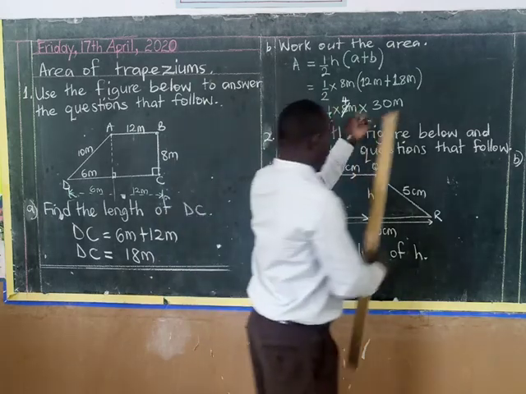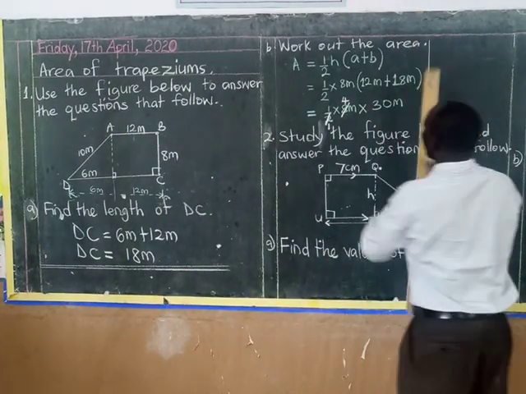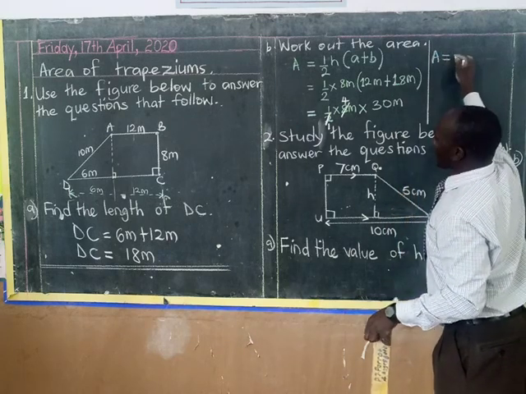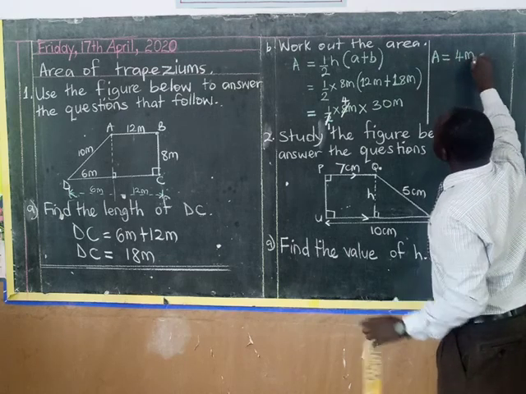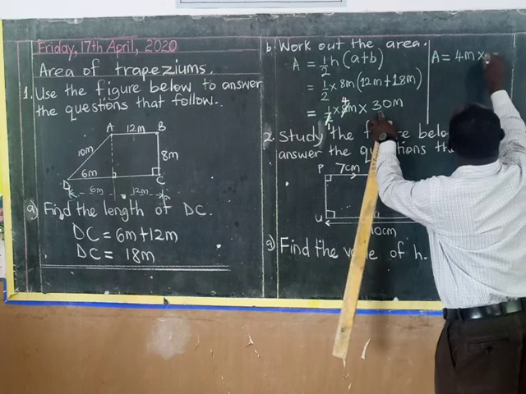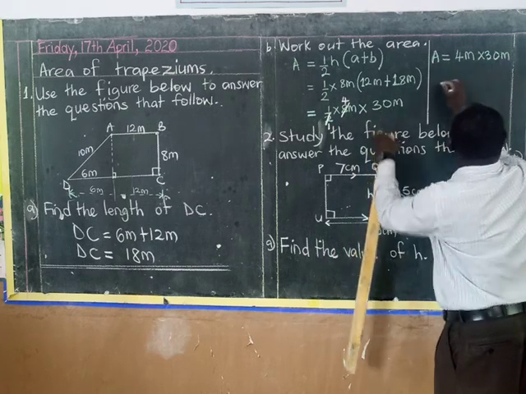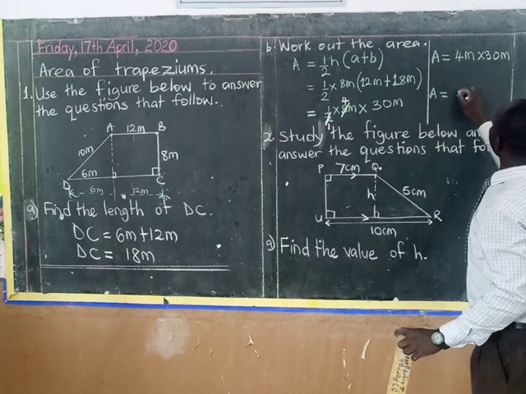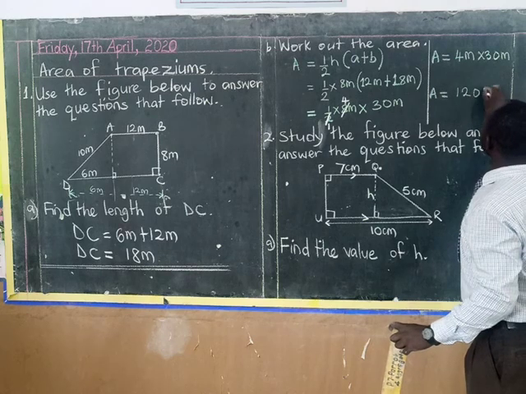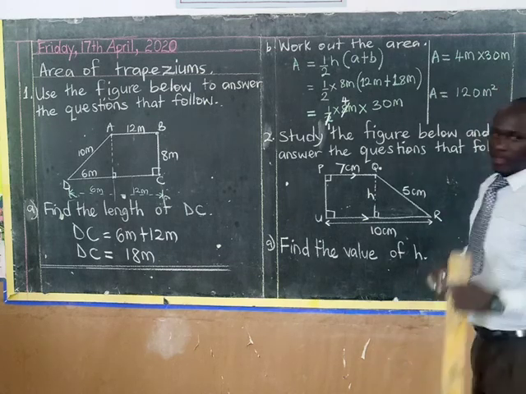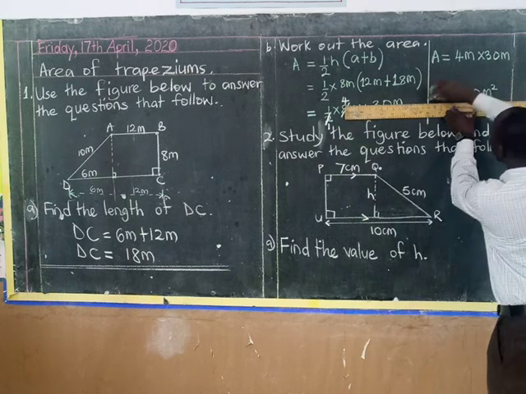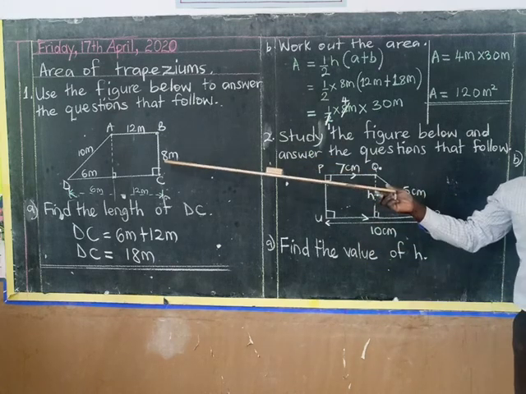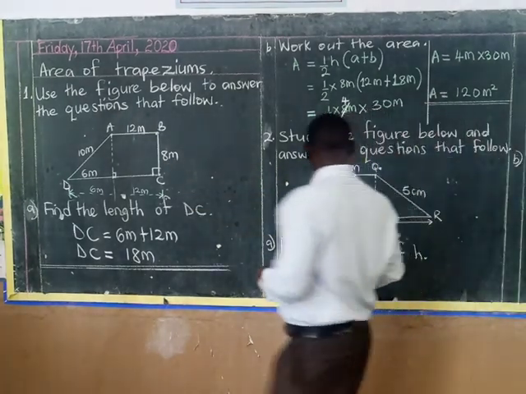This is 4. So what I'm having right now as my next step is 4 meters, which is here, times 30 meters. 4 times 30, that is 120, and I will have it as 120 square meters. So this is my area of that trapezium.